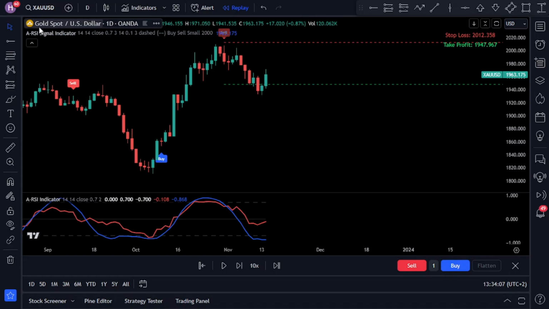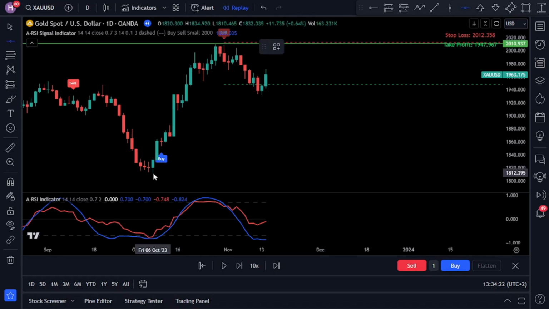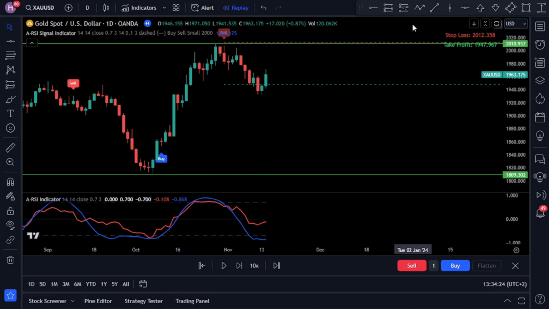On the chart, I've selected gold against the US dollar, or XAU-USD, in the daily time frame. Firstly, let's start off by marking all of the relevant supply and demand zones on the chart. These zones will often get revisited by price, so it's important that we are aware of them.